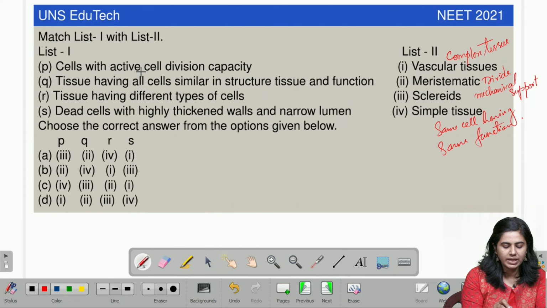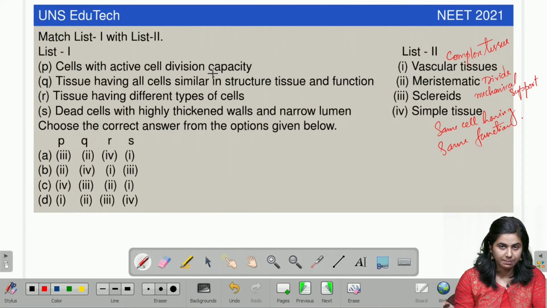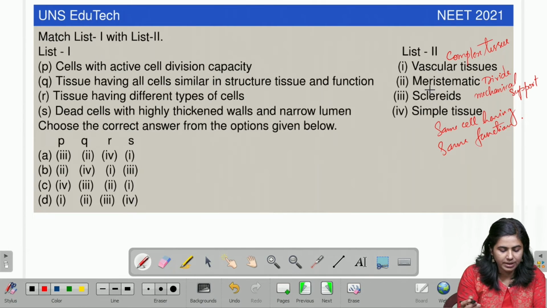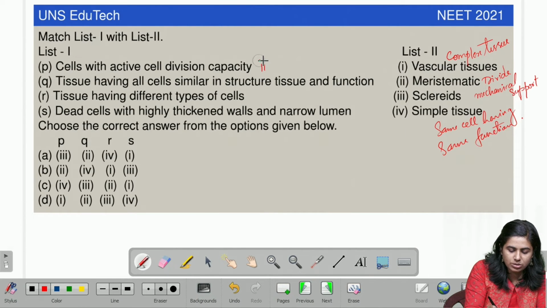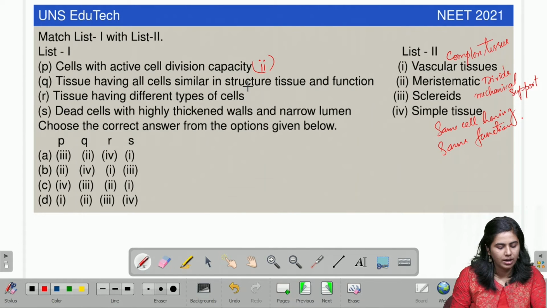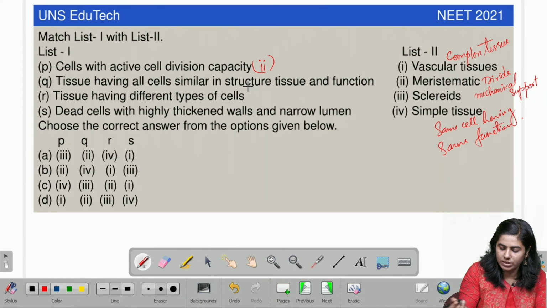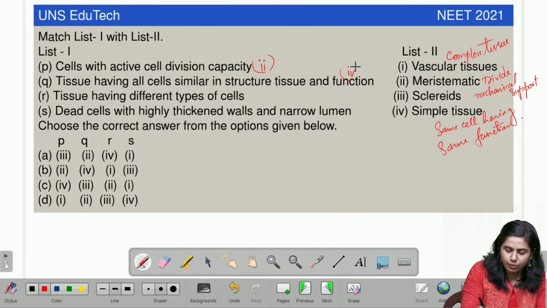Now, we can see the options given on the left hand side. Here, the cells with active cell division capacity. Which kind of tissue has active cell division capacity? We know that it's meristematic. So, P goes with the second option, meristematic. Now, tissue having all cells similar in structure and function. Which are they? Simple tissues, right? They are similar in structure and similar in function. So, Q goes with option 4.